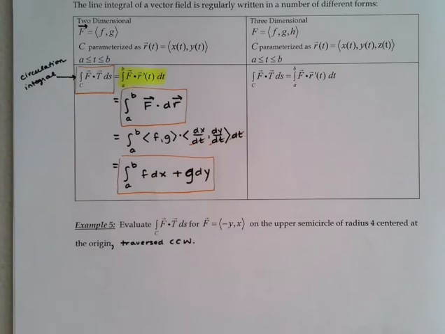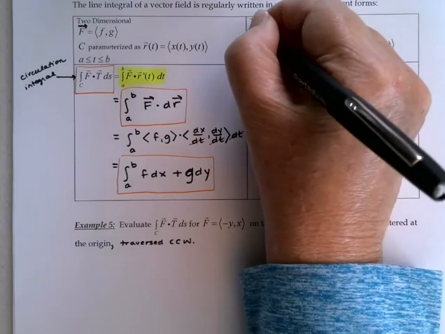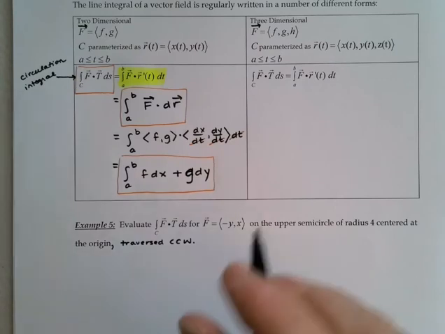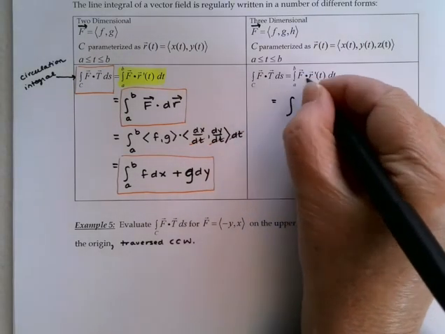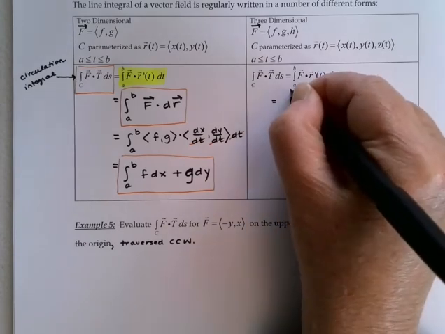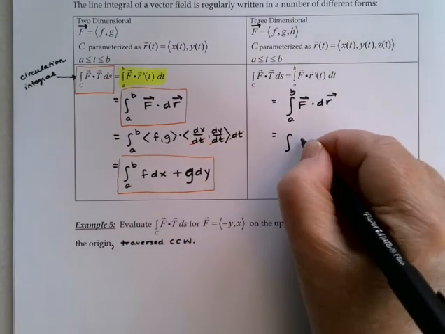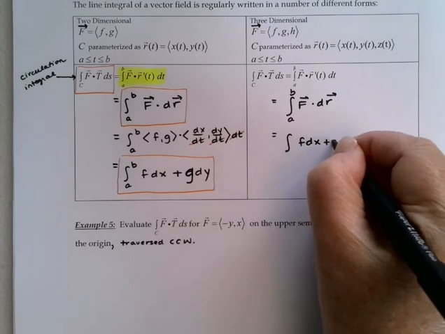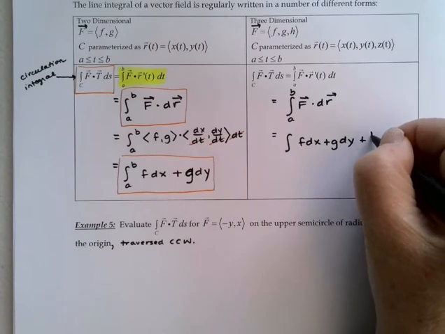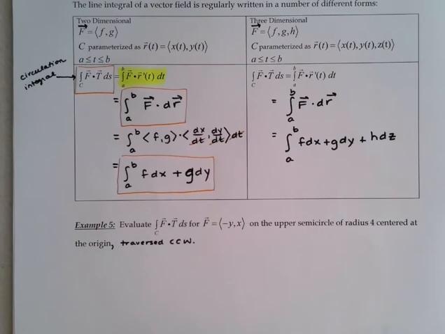The same various ways of writing it exist in 3 dimensions. It's just that F would have 3 components now for the vector field, and C would have 3 components for the parameterization. We would still be able to write this in the same 3 original ways. It's just that when we get to the 3rd way, we'll have that extra component. So we'll have not only f dx plus g dy, but we'd also have the h dz. All right, so that's just notation.